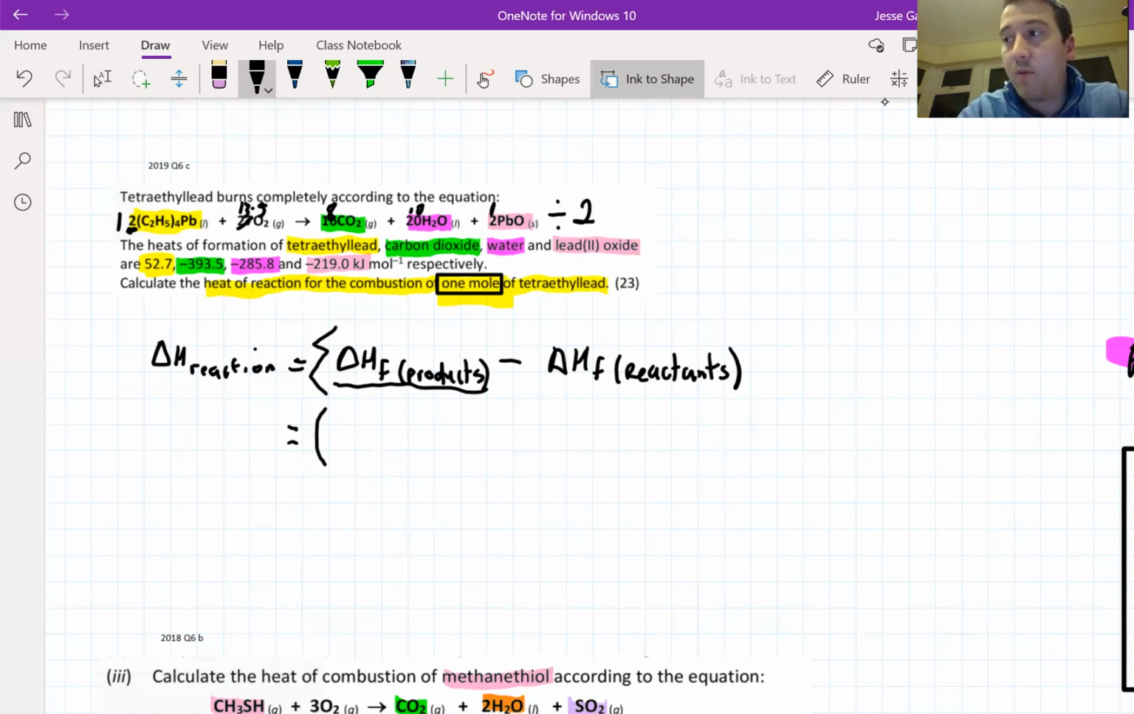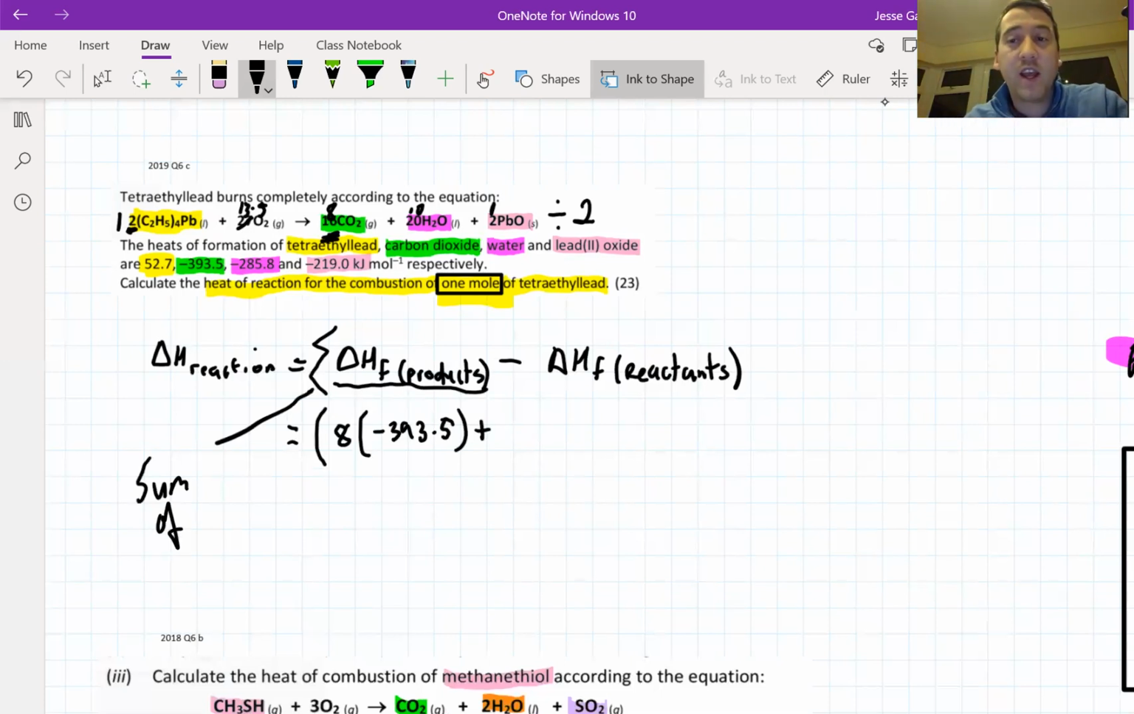So what we're going to do is put in the delta H of formation for each one of these. But we also have to take the molar quantities into account. So I'm going to do the CO2 first. I've got to put an 8 times the heat of formation because there's 8 moles here. So 8 times, now carbon dioxide is minus 393.5. So 8 times minus 393.5. Now I'm adding to this because, remember, this means the sum of all of the heats of formation of the products.